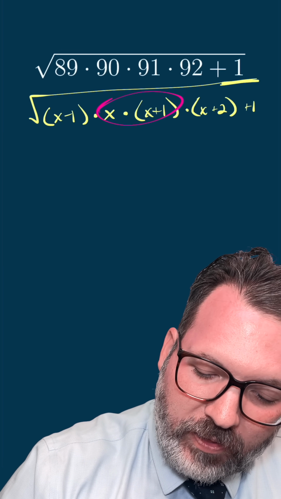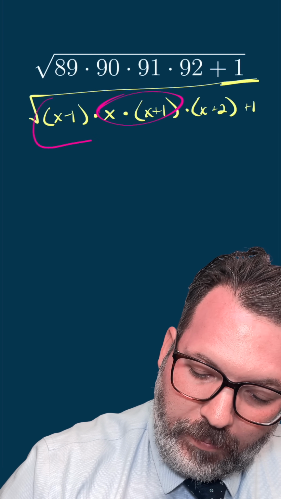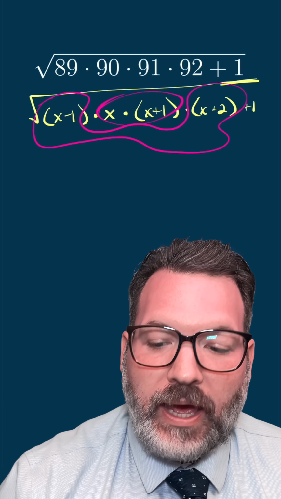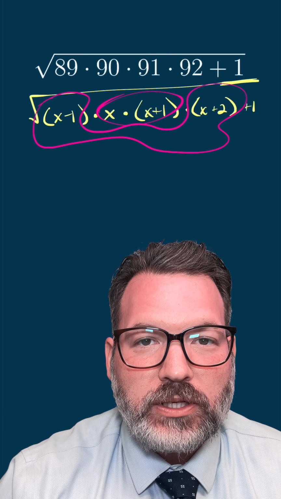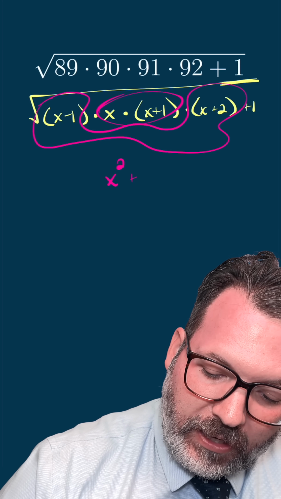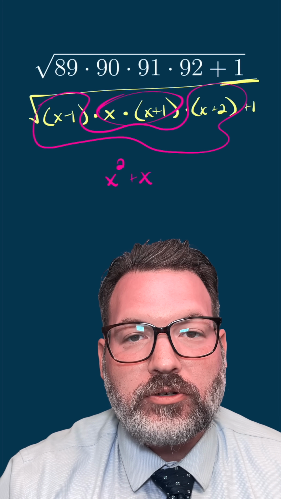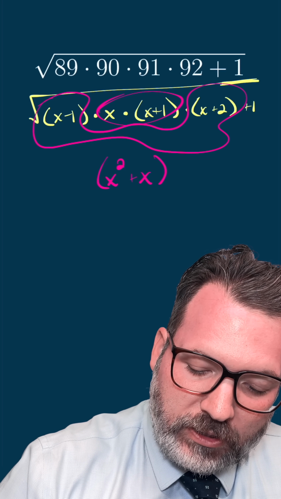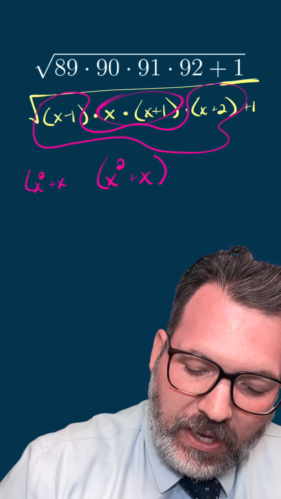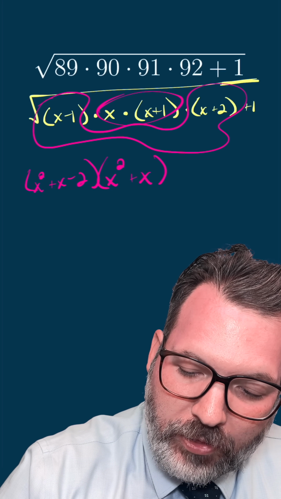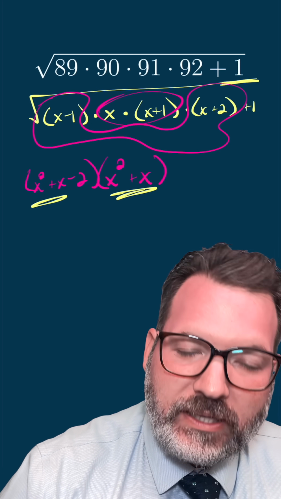If we pair these up in a kind of clever way, pairing up the middle x times x plus 1, and then the outsides x minus 1 times x plus 2, we get these results. X times x plus 1 is x squared plus x after we distribute that x. And then x minus 1 times x plus 2 works out to x squared plus x minus 2. Meaning these look pretty similar. They both have this x squared plus x term.